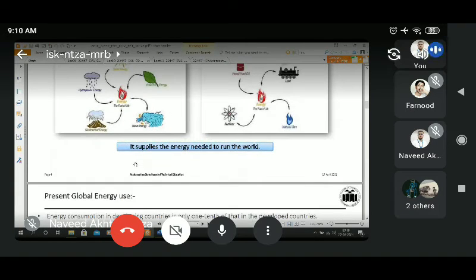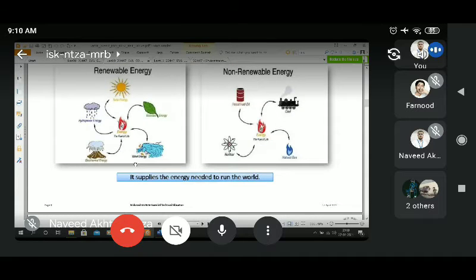It supplies the energy needed to run the world. So these sources, they are supplying the energy to fulfill our human being needs.